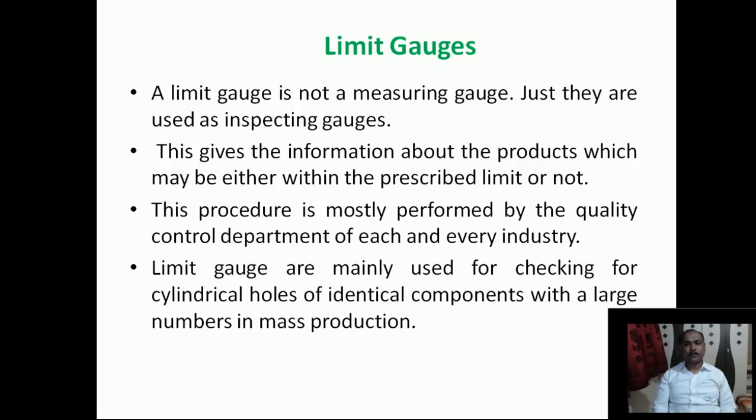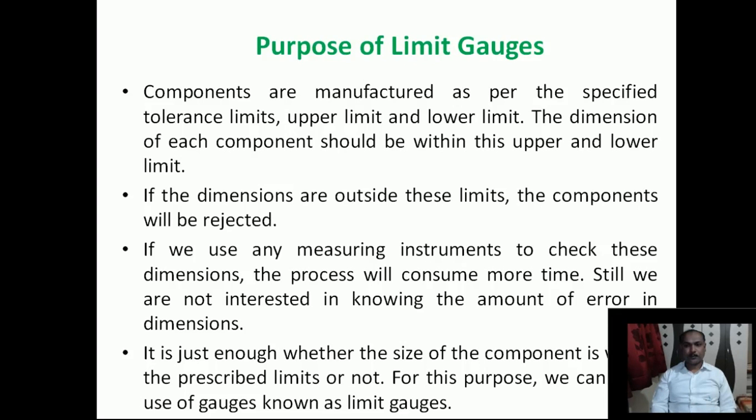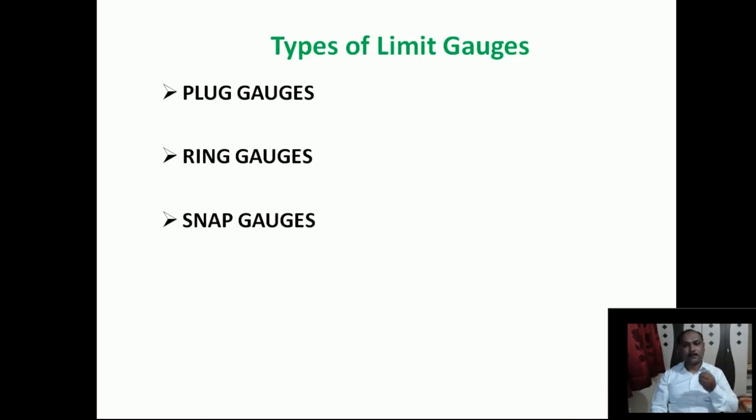And generally we use two types of gauges for it, a go gauge and a no go gauge. So what is the purpose of these limit gauges? Just to check whether the component is within the two limits, that is the upper limit and the lower limit of the component. If the dimensions are outside these limits, we reject the component, otherwise we use it. With any measuring instrument, the process of measuring these dimensions takes a lot of time, so we use these limit gauges. But the main limitation of a limit gauge is that we don't know the exact size, so many times we cannot do an analysis of the process.